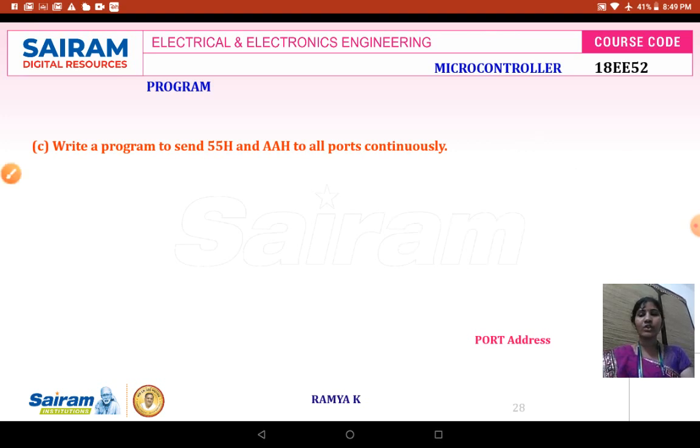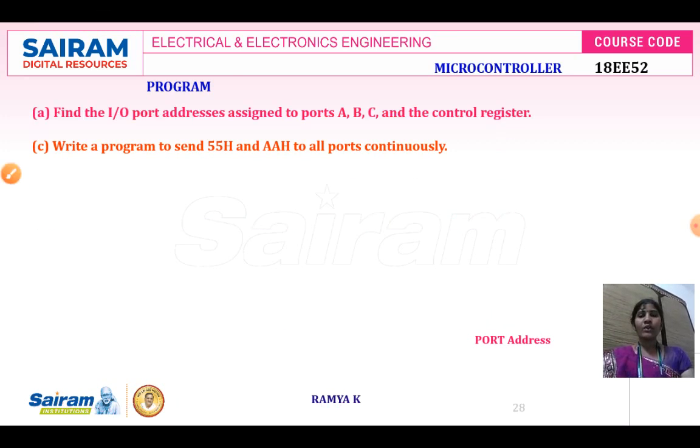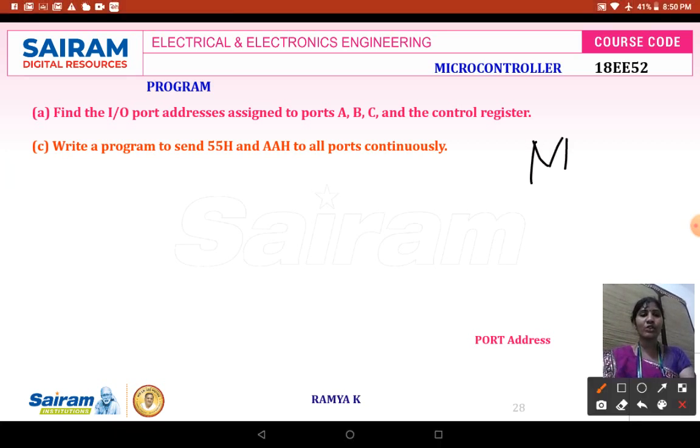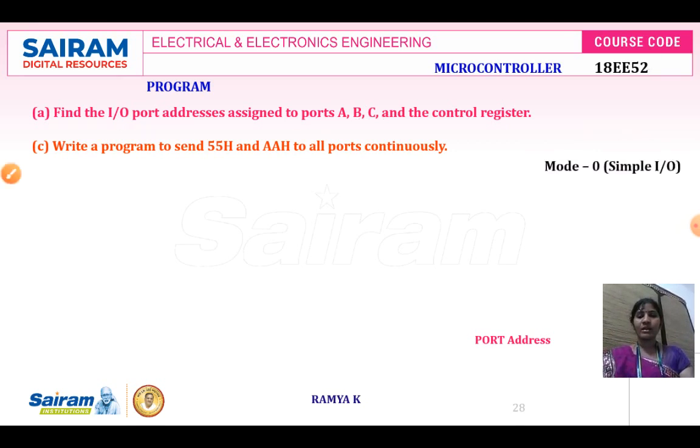This is the logic. If you take 55 in one register and take the complement of that register, then you will get AA. Now you have to use the IO port addresses assigned to port A, B and C and the control register. You have to write this program in mode 0, where port A, port B and port C are assigned as simple IO ports. These are all the conditions you should follow.